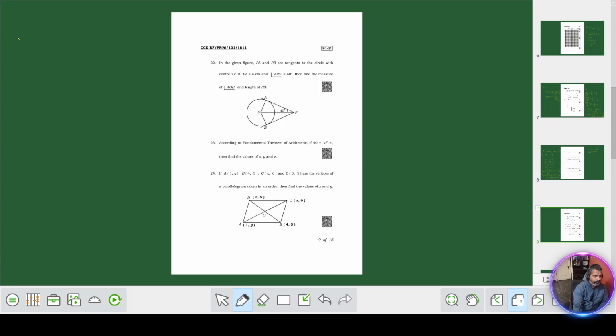22nd. In the given figure, PA and PB are the tangents to the circle. PA is 4 centimeter. Angle APO is 40 degrees. They have asked angle AOB, this one, and the length of APB. First, you write the given thing. Given: PA is 4 centimeter. Write it properly.